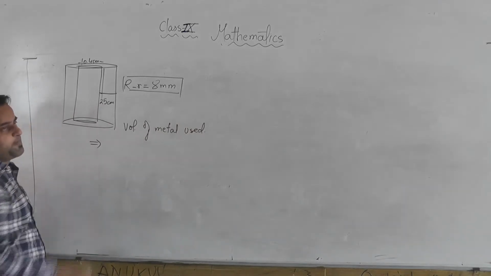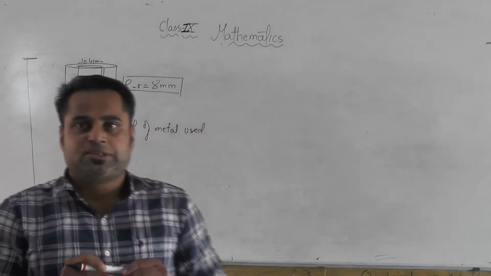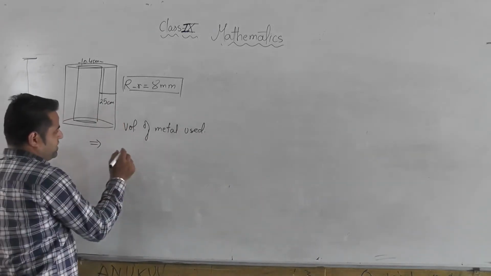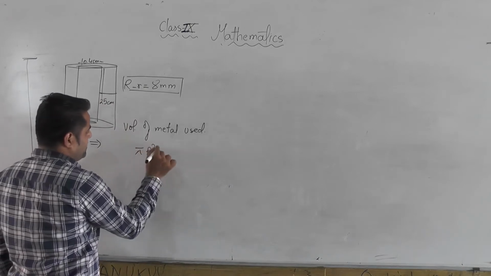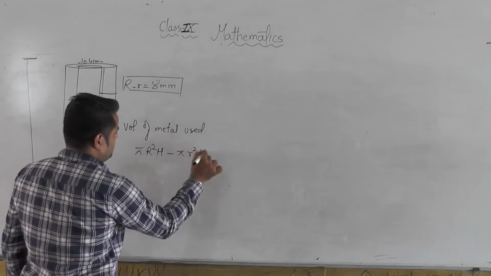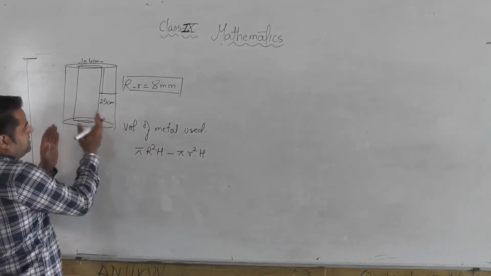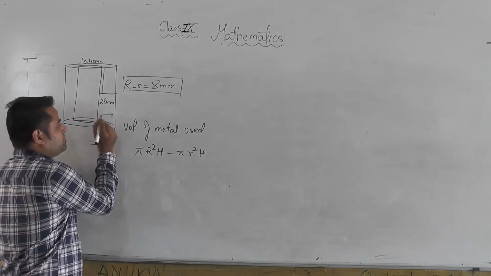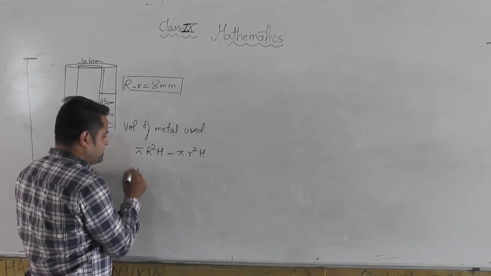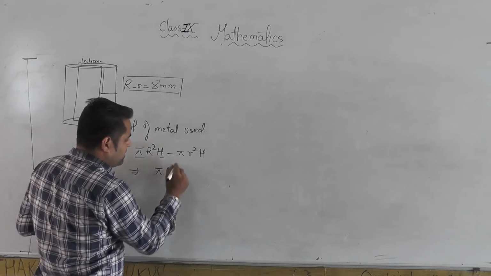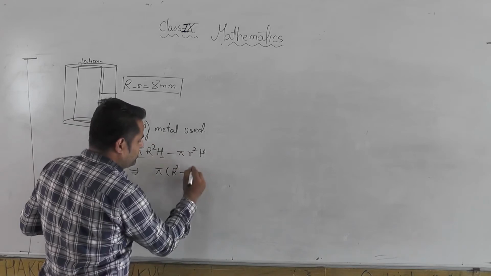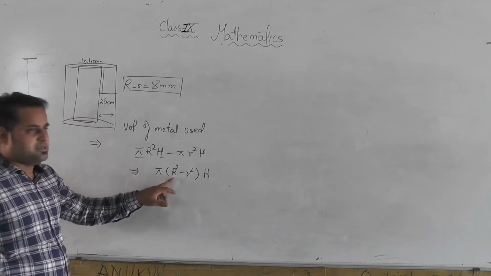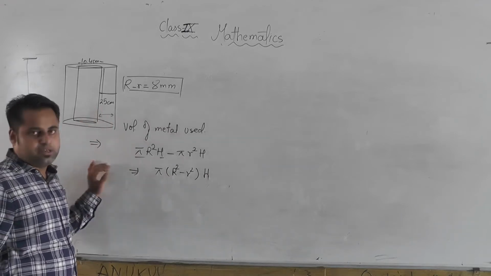Now see very carefully. First we need to find the space between these two cylinders, this hollow cylinder. What we can do here is pi capital R square H minus pi small r square H. Why? Because when we subtract the volume of the smaller cylinder from the greater cylinder, we get the space between both. We can take pi and H common since they are equal, so the hollow cylinder's volume is pi (R square minus r square) H, where R is the greater radius and r is the inner radius.